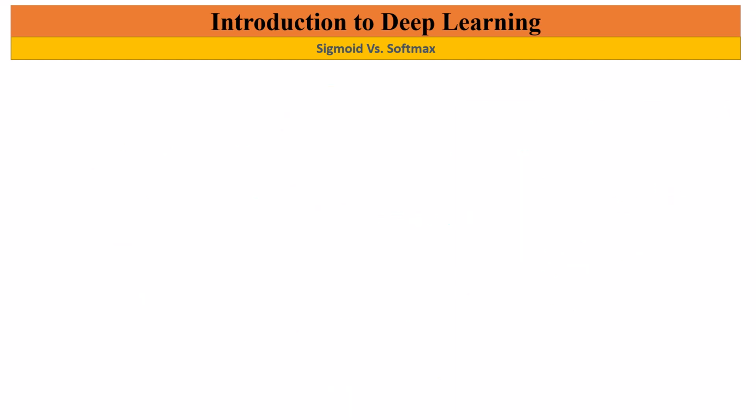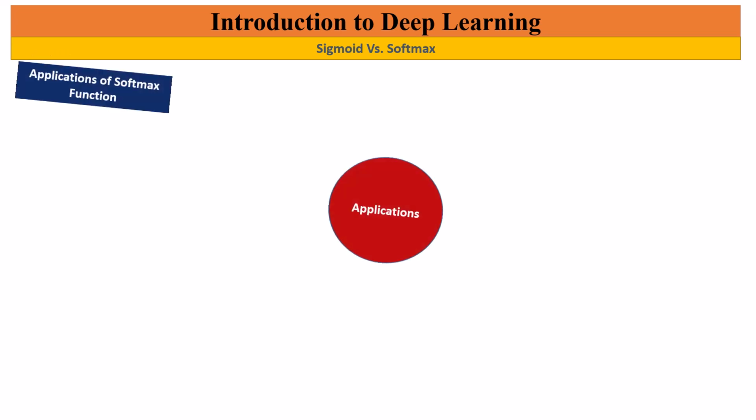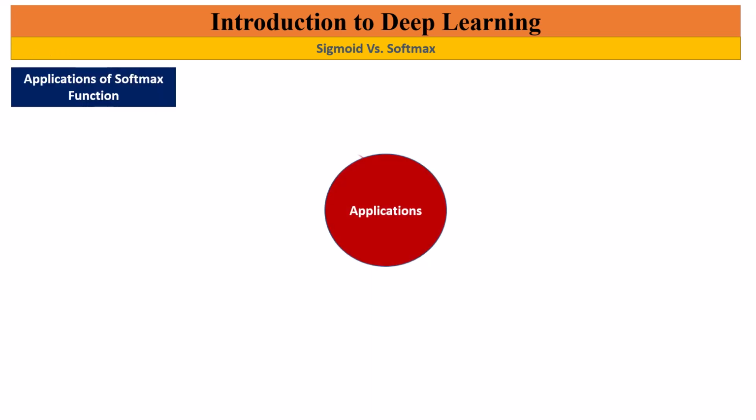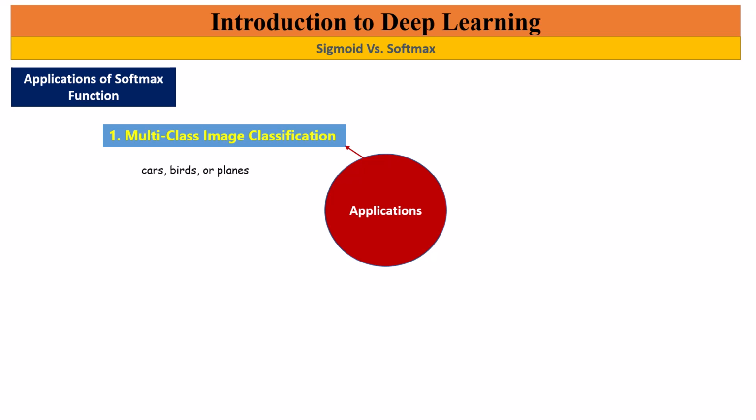Now let's talk about important applications of Softmax. 1. Multi-class image classification. Imagine teaching a model to recognize photos of cars, birds, or planes. Softmax acts as the final judge, assigning clear probabilities to each class. It's the reason convolutional neural network can confidently say, the given image is car.